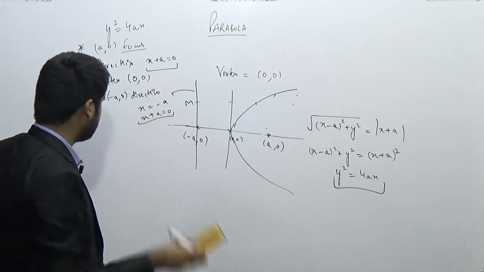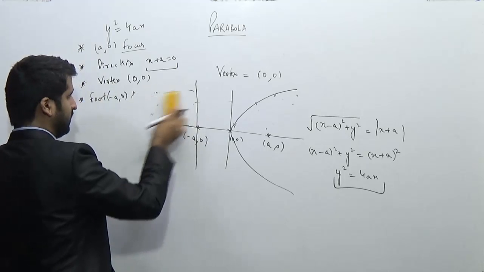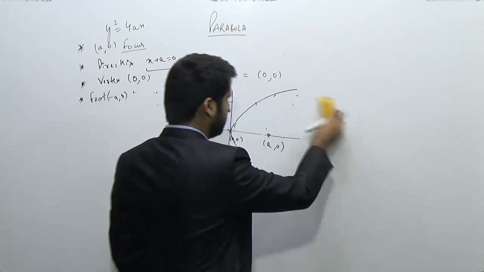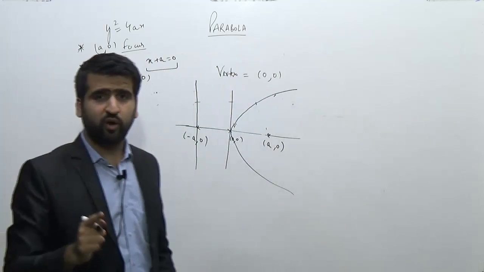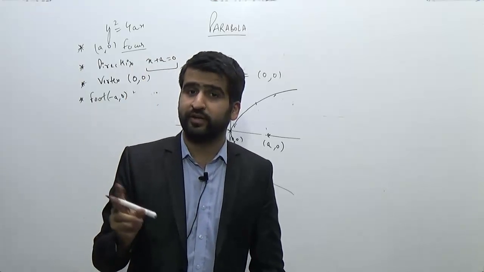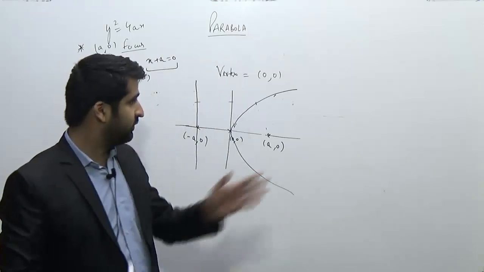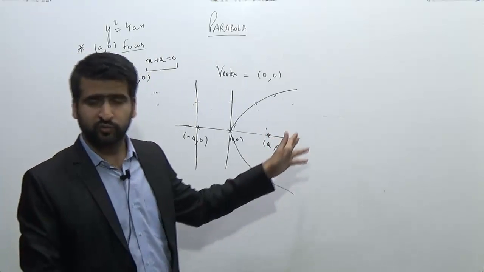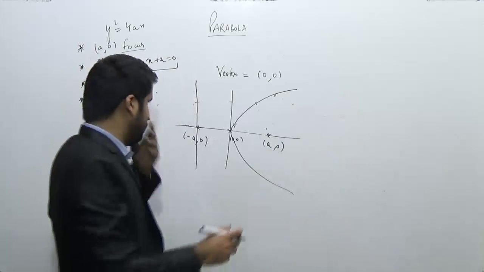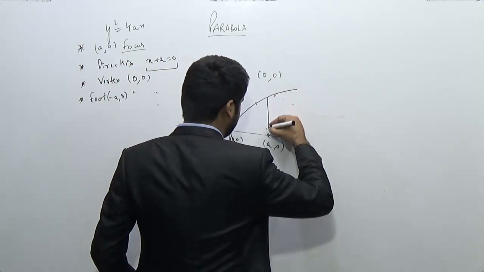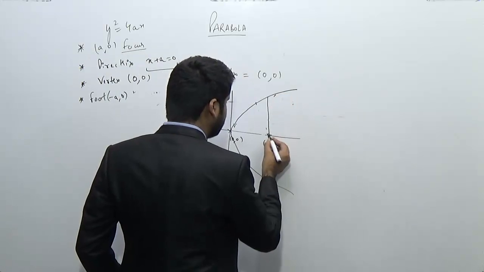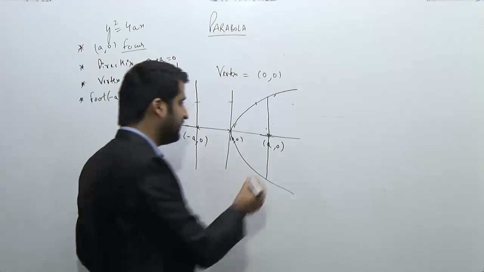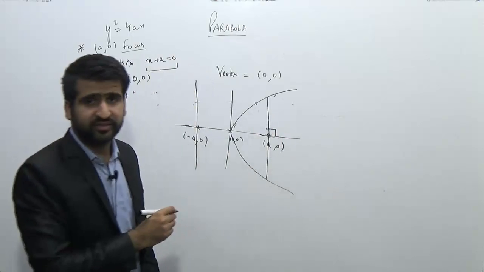Right? Now let's find out. We discussed two types of chords. First was focal chord and second was double ordinate. And then we found a chord which was also a double ordinate and also the focal chord. That chord was called the latus rectum. So in this case, we'll try to see what is the latus rectum over here. So we know that the latus rectum will be the double ordinate through the focus. So we know that latus rectum will be perpendicular to the axis.